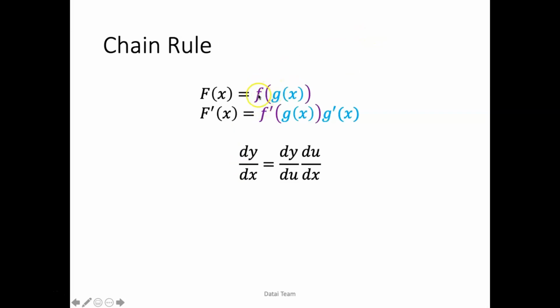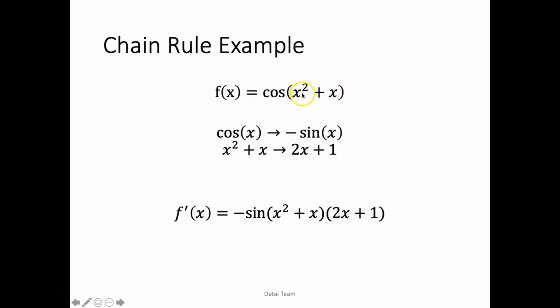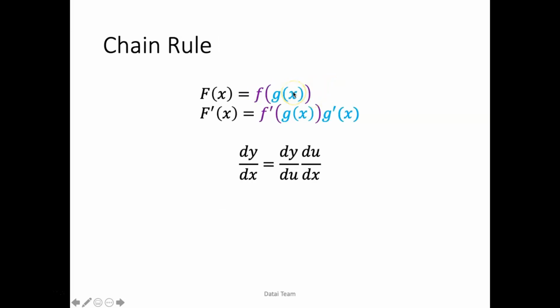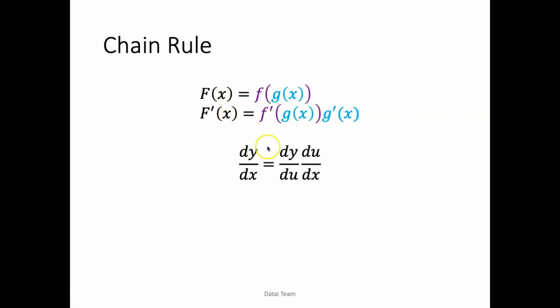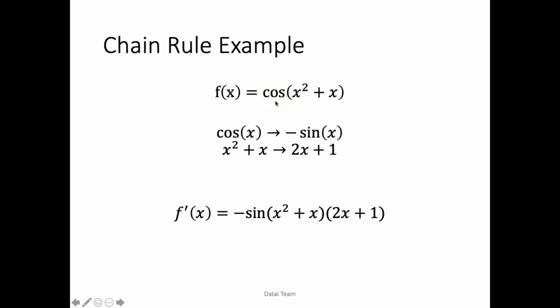Here we have the outside function. This is our f, and we have x squared plus x. This is our g of x, and to get the derivative of this function, we take the derivatives of both functions. So we take the derivative of our function f, that's the cosine function, and we also take the derivative of g, that's x squared plus x. Cosine becomes negative sine x, as we learned in the sine rule, and x squared plus x is 2x plus 1, and then we use this formula here.